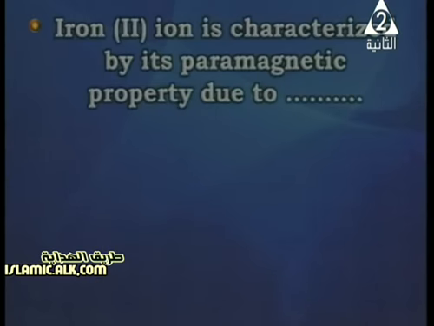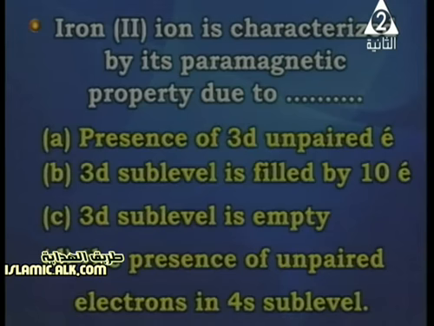Next point, iron 2 ion is characterized by its paramagnetic property due to what? Presence of 3d unpaired electrons, or 3d sublevel is filled by 10 electrons, 3d sublevel is empty, the presence of unpaired electrons in 4s sublevel. Yes, if you think about it, it will be the presence of 3d unpaired electrons.